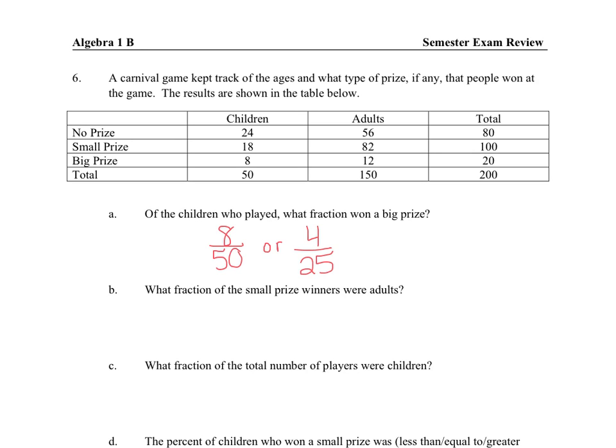What fraction of the small prize winners, so that's this row right here, so there were 100 small prize winners, what fraction of them were adults? And that would be 82. So 82 out of 100 small prize winners were adults, or if we simplify that, 41 out of 50.